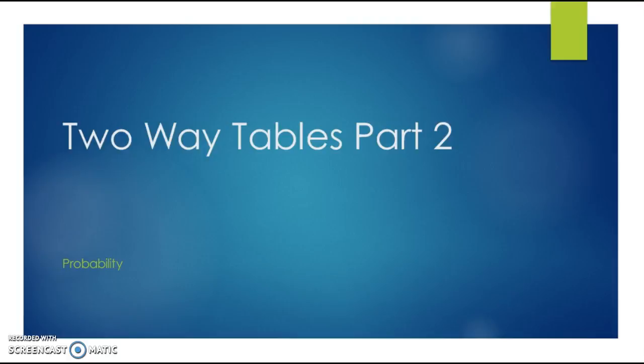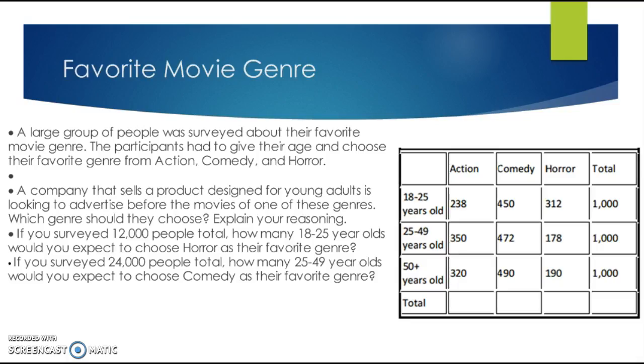Now we're going to continue looking at two-way tables and look at some different types of questions that we may see. For this example, we've got a table that talks about favorite movie genres. A large group of people were surveyed about their favorite movie genre. The participants had to give their age and choose their favorite genre from action, comedy, and horror. So here's our table over here.